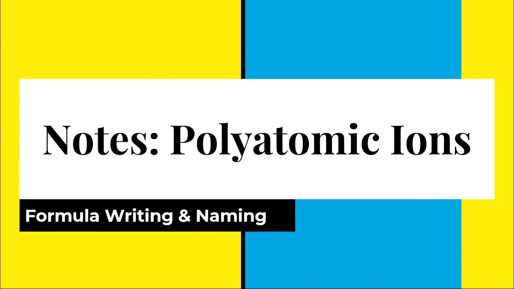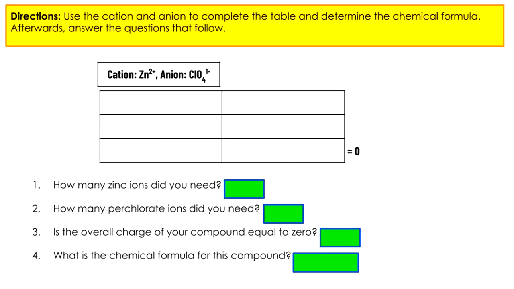Let's take a look at this problem. We are given the cation zinc 2+ and the anion ClO4 -1. Just like we've done previously, let's write the cation into the left side of the table and the anion in the right side of the table to determine how many of each we need in order to make a neutral compound.